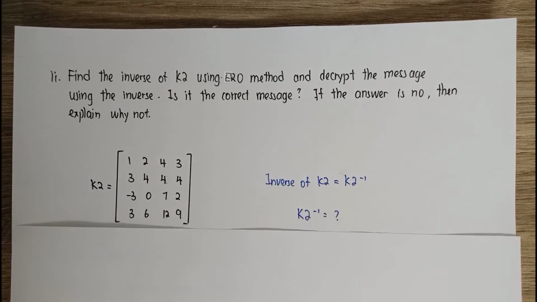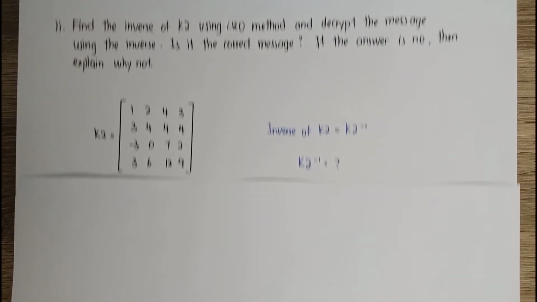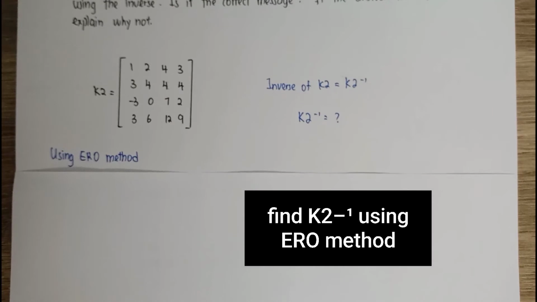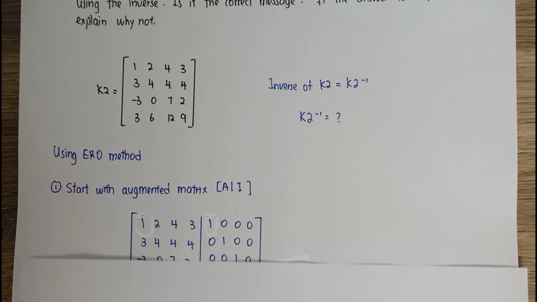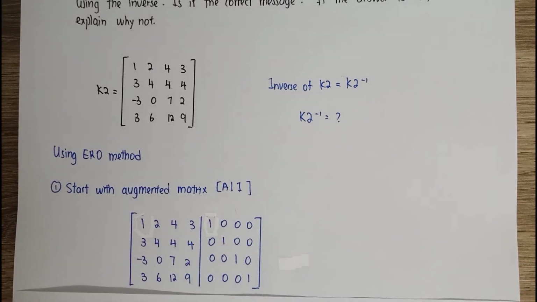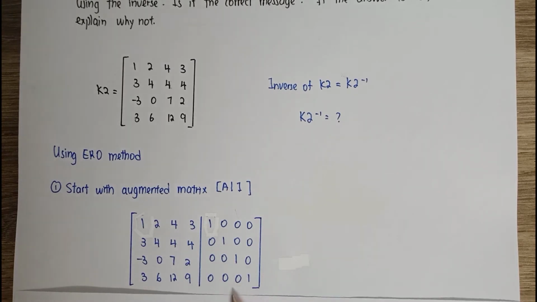K2 is a 4 times 4 matrix, and we write out the matrix of K2. What we want to do is find the inverse of K2 using the ERO method. First, we must write K2 in the form of an augmented matrix. The augmented matrix is the matrix of K2 and the identity matrix. What we want to do is change the left hand side, that is K2, into the identity matrix, and our answer will be the right hand side, that is the inverse of K2.